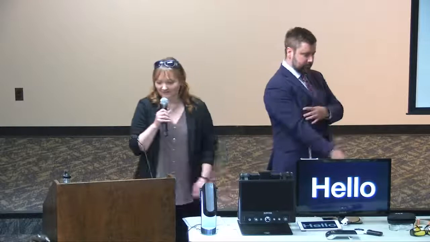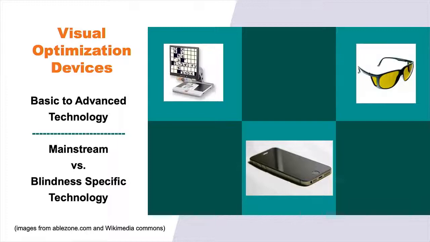All right, so the next thing we're going to talk about is visual optimization. Ooh, that's a fancy word, devices, right? So how do we use our residual vision to see, to access, and always be thinking about those two things, accessing print and accessing our environment. I'm going to go over some ways to do that with your residual vision or low vision, and then we're going to talk about some different ways with total blindness, okay? So we've got stuff for both.